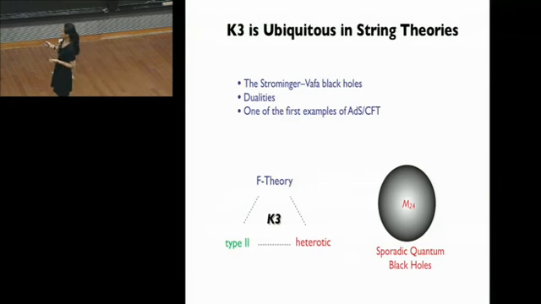For instance, it features in the web of dualities, and it has also led to many important achievements of string theory, including the Strominger-Vafa black holes, and also one of the first examples of AdS/CFT by Maldacena. So if there are some hidden quantum symmetries, you would like to understand them and understand what the consequences are for string theory. So that's the motivation. So let's just try.